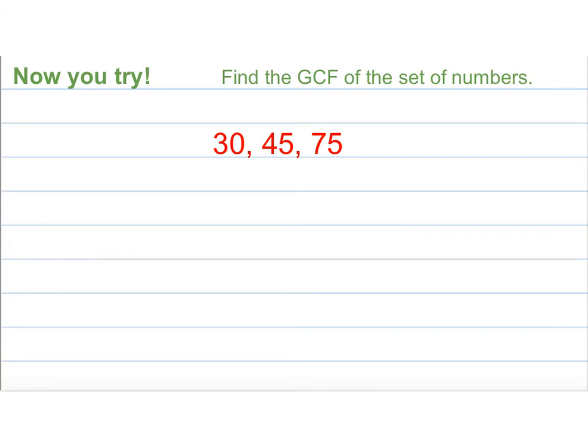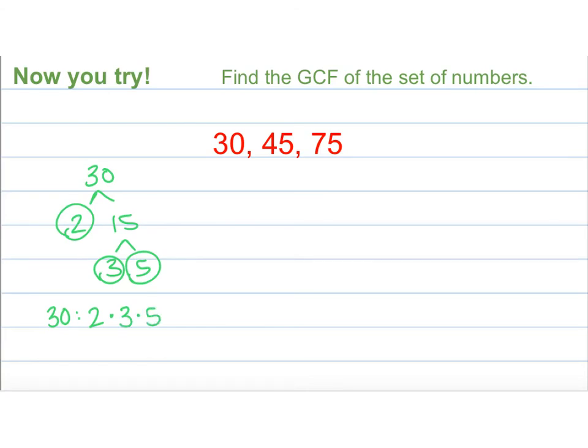All right, so I'm going to do the factor tree for this one. Okay, so for 30, that can be split with 2 and 15, 2 being prime. 15 can be split with 3 and 5, both of those being prime. And again, we always write them out in expanded form when we're working with GCF.